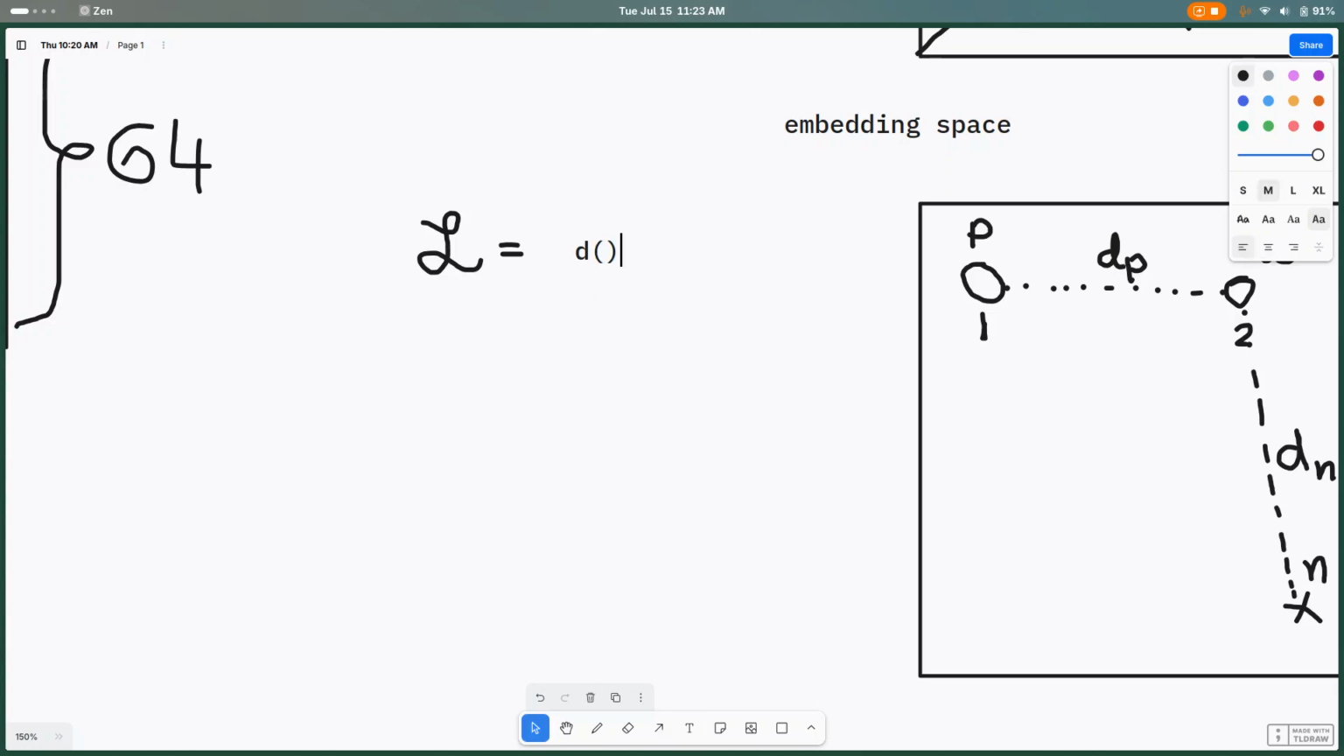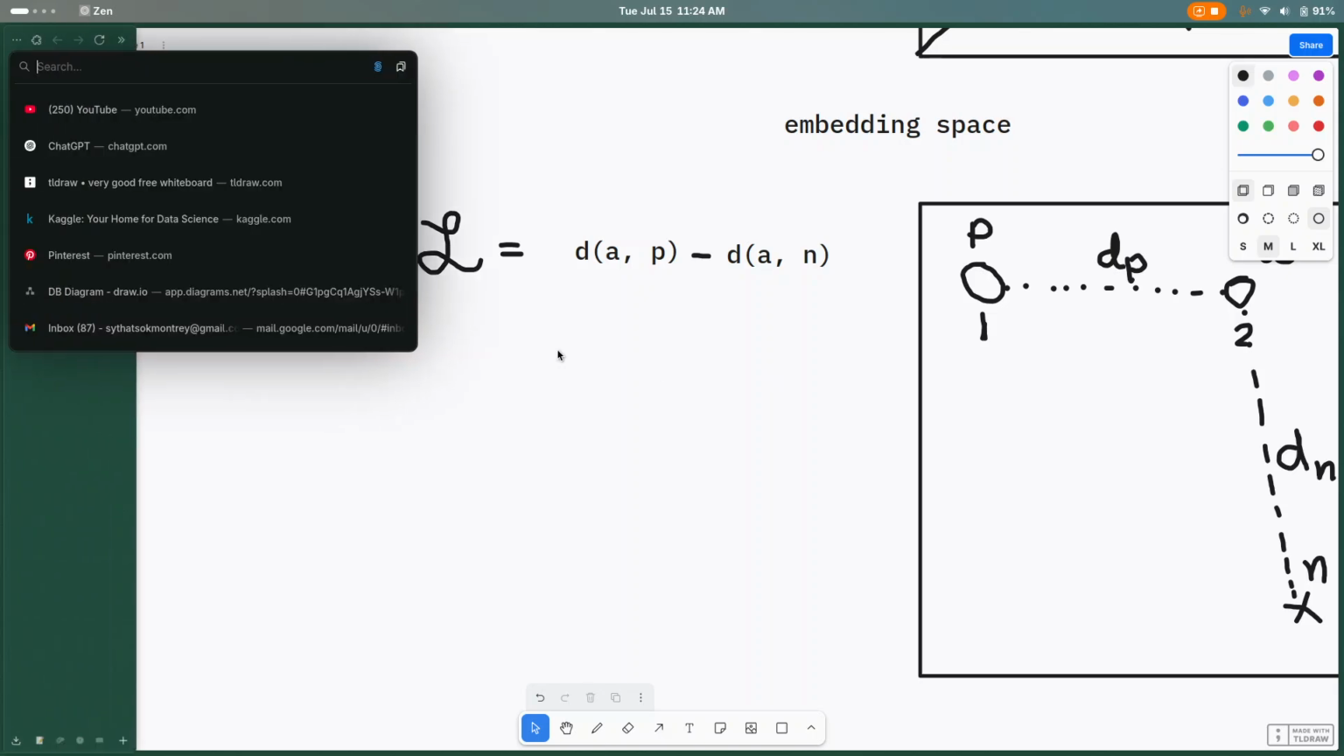The distance between the anchor and the positive needs to be as close as possible, which means if it is high, the loss will be high. And the distance between the anchor and the negative needs to be as far as possible. So if this is high, we want the loss to be low because it is good for these two points to be away from each other. So we put a negative sign in front of it. Essentially, what it means is you subtract. I think this is the formula, I don't really know exactly.